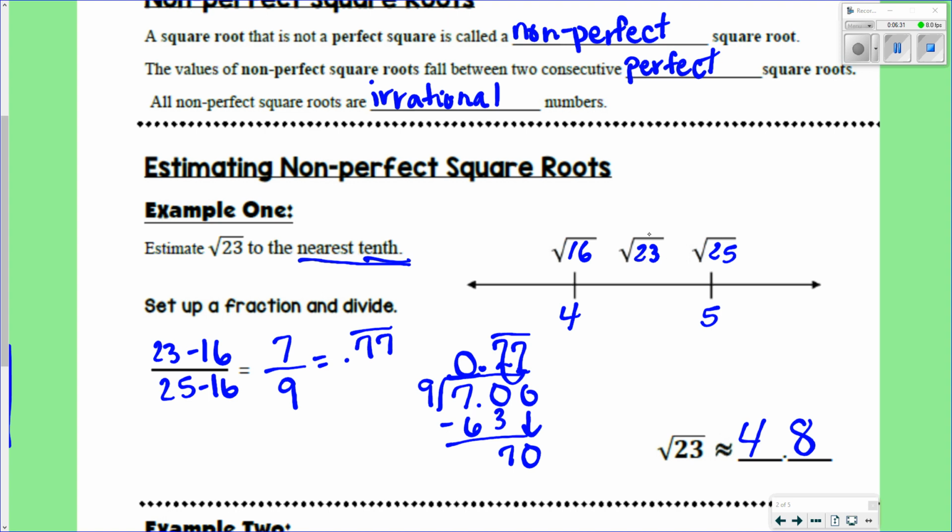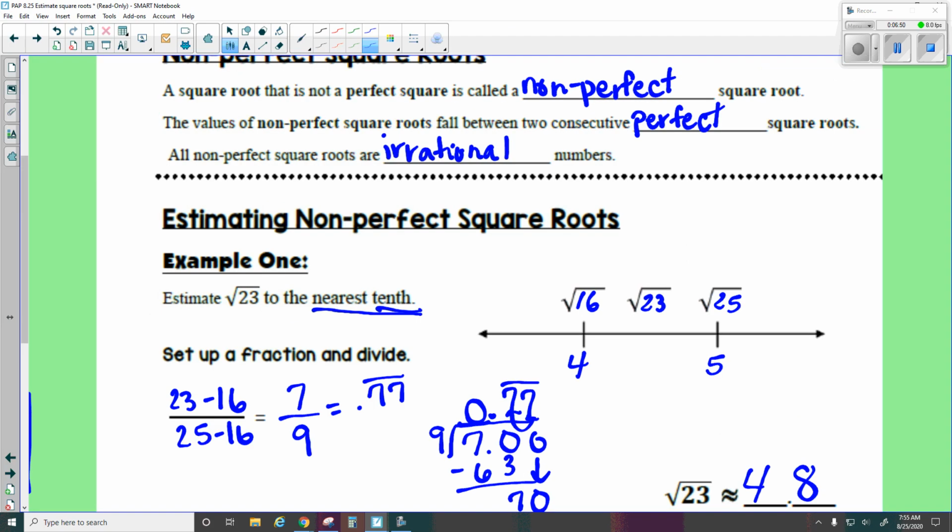So the square root of 23 is actually probably around here on the number line, since it is 4.8. This is just an estimate. It is irrational because the decimal does keep going on without a pattern.